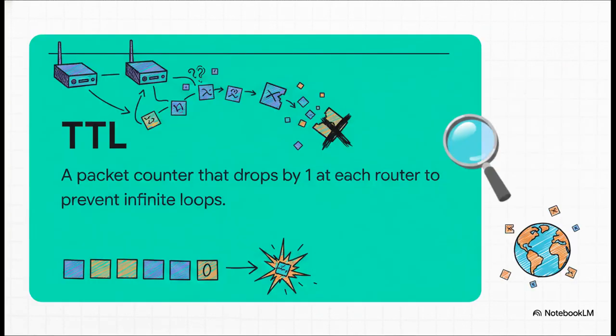I actually love this concept. Imagine a packet getting lost and just bouncing between 2 confused routers forever. That's where TTL, or time to live, comes in. Without it, a lost packet could circle the globe infinitely and eventually crash the whole internet with endless phantom traffic. Every single time a packet passes through a router, that TTL counter drops by 1. If it hits 0, boom, the router simply deletes the packet.